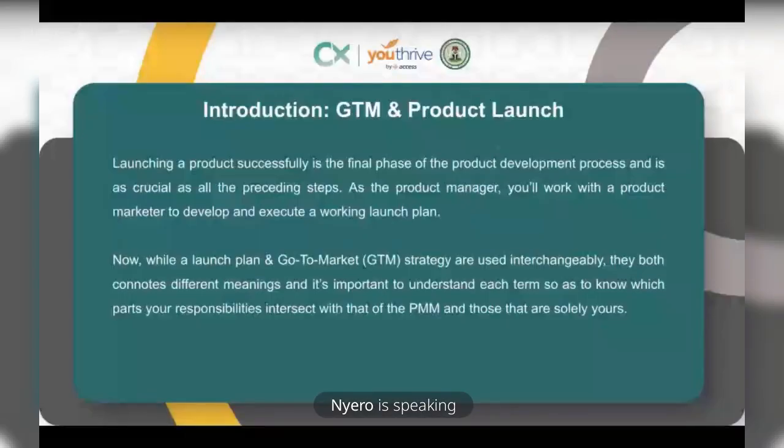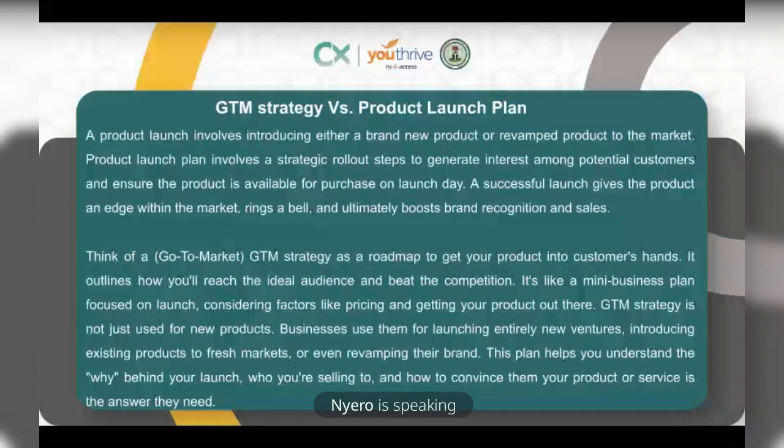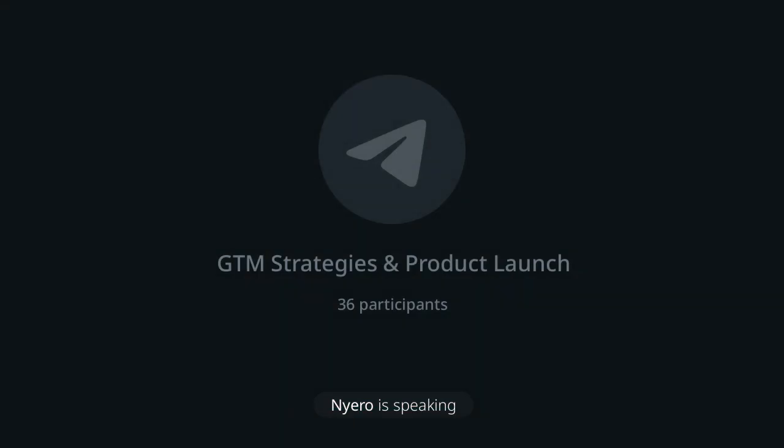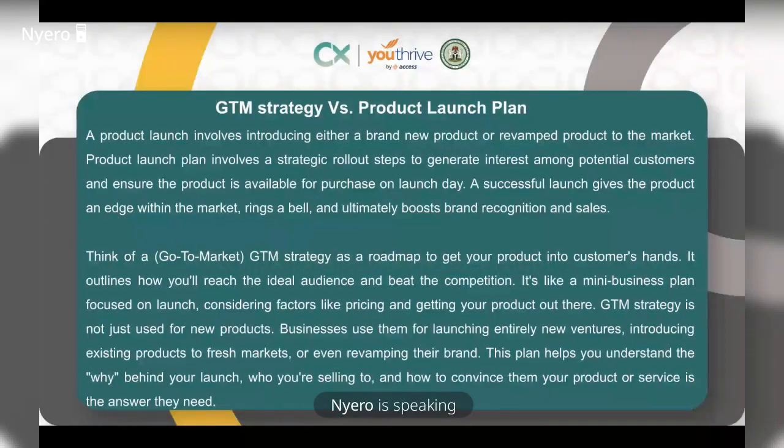Now, a product launch involves introducing either a brand new product or a revamped product to the market. Brand new product, in that your MVP is a brand new product. A feature, remember I said every feature is a mini product, right? A mini product or a feature, you have a launch plan for it. A revamped product: let's say you already had a product on the market and you want to pivot into a new subset, or you want to cater to a new target audience, or you want to pivot into a new market, you have to develop a launch plan for it. Now, it involves strategic rollout steps to generate interest among potential customers.